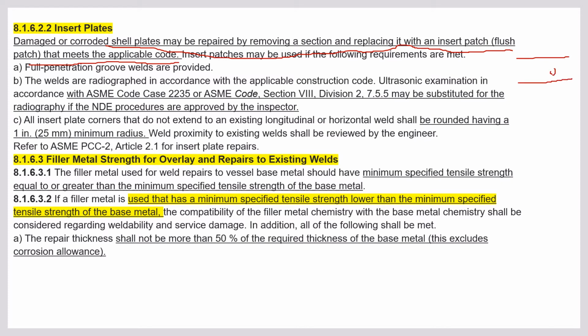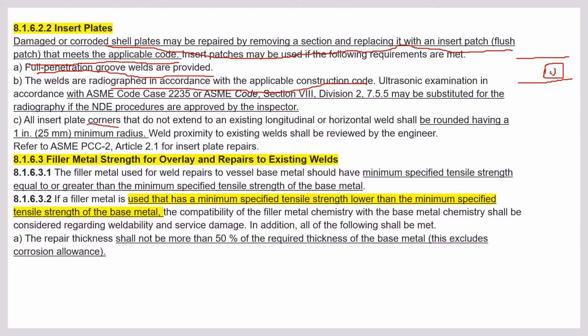So what do we do? We remove the area of the plate, cut it, and put another piece in, which we call an insert plate. A full penetration groove weld is required for the insert plate. When we use the insert plate, a full penetration groove weld is required. The welds are radiographed in accordance with the applicable construction code.